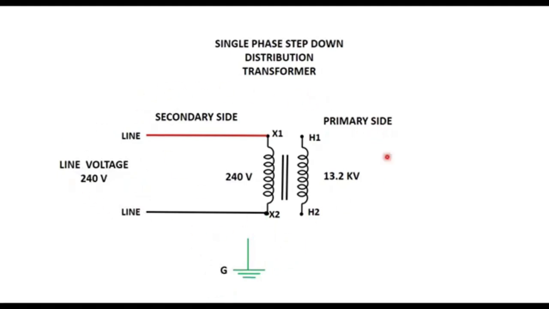Ito naman po yung isang example. Ganun din po. Kaya lang po, itong X2 hindi po nakakonekta sa ground. Meron pong ibang connection ng ground. So, pagka ganito po at yung isang terminal ng secondary ay hindi natin ikonekta sa ground, magiging line to line po yon, line to line service yon. Yan po. So, line to line voltage is equal to 240 volts.